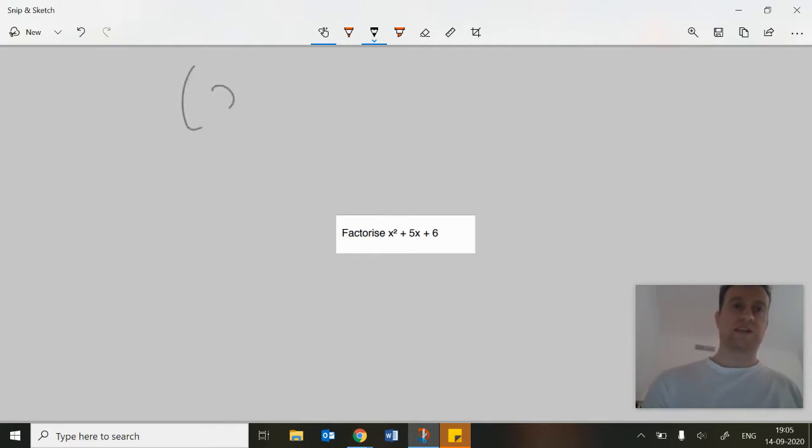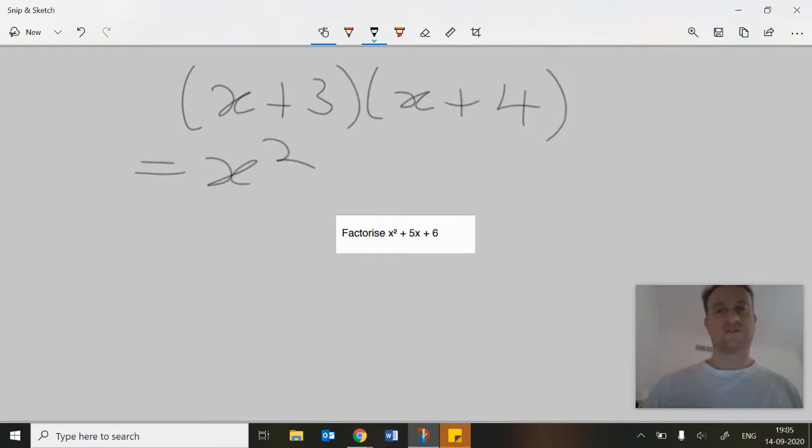Now, when we expand brackets, let's have a look at this again. You should have noticed, after you've got quite a bit of practice, that when you multiply them out, you're going to get 3x and 4x for your two middle terms, which is going to give you 7x in this case. And that's just the addition of your two numbers at the end. And you're going to get 3 times 4 there as well, which is plus 12.